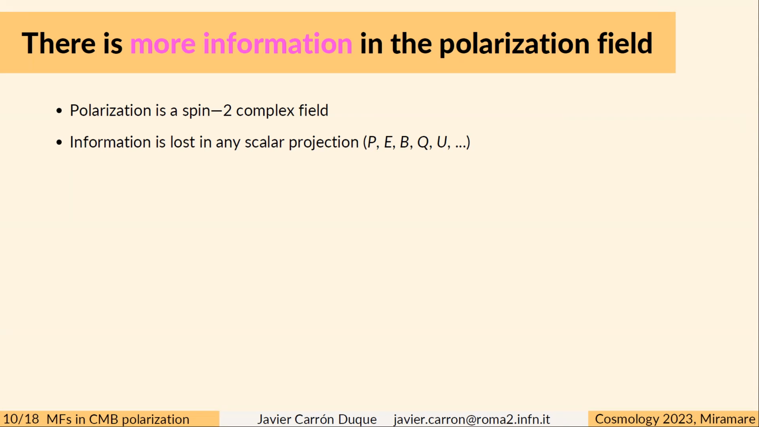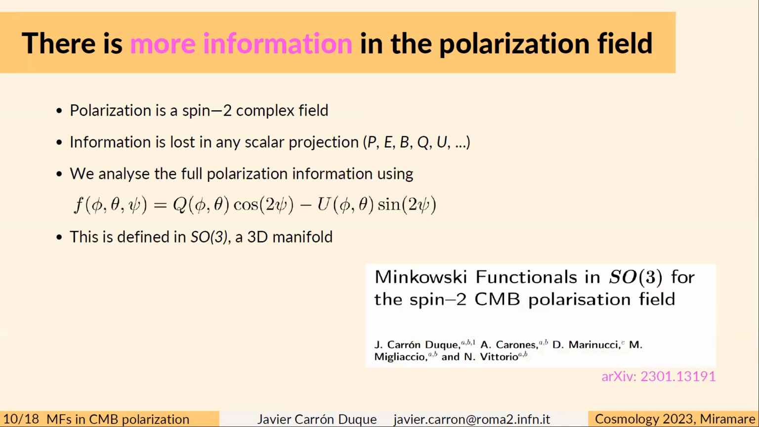So the way we do this is by adopting this formalism, this function that has been recently proposed in the mathematical literature and well studied there. In this case, we see polarization not as a complex field on the sphere, but as a real field on a higher dimensional space, a three-dimensional space. So this is just a function that depends on three variables that are essentially the point in the sky and the direction.